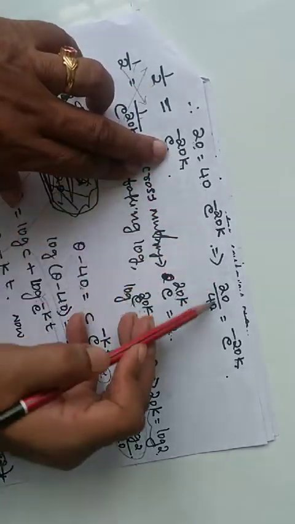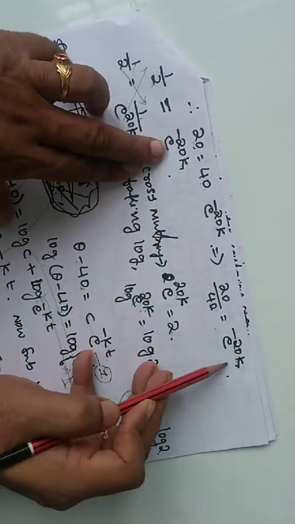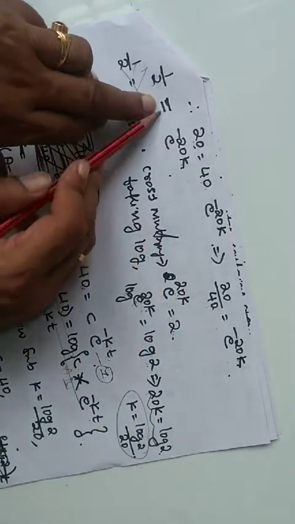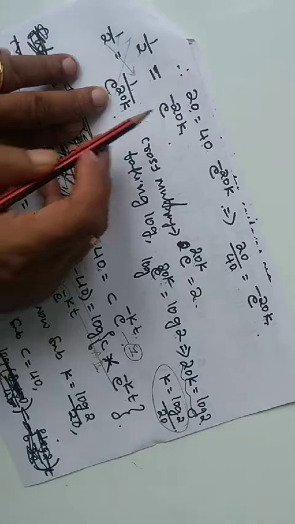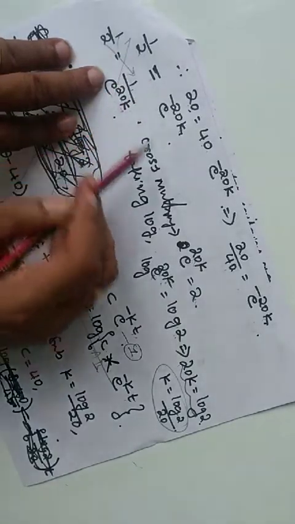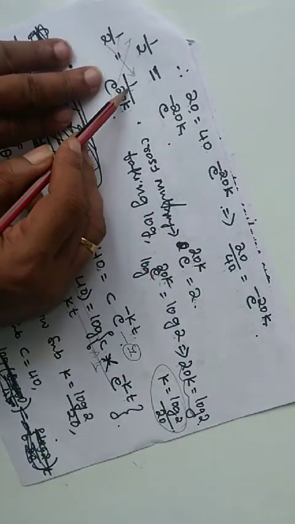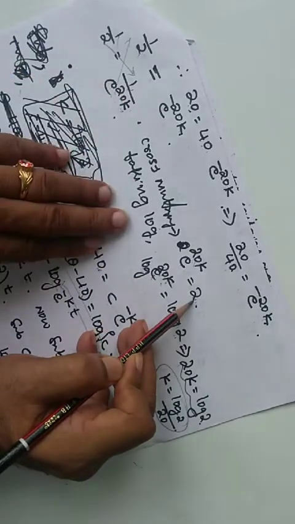So 20 divided by 40, that is equal to e to the power minus 20k. 20 by 40 is half. Half is equal to e to the power minus 20k. So now let us cross multiply, right? e to the power 20k is equal to 2 into 1, 2.